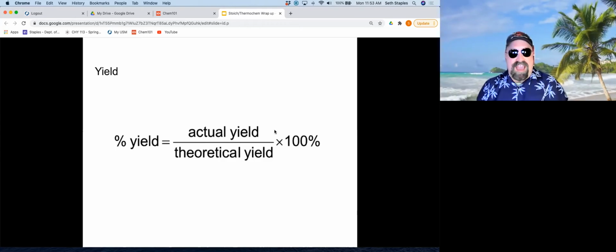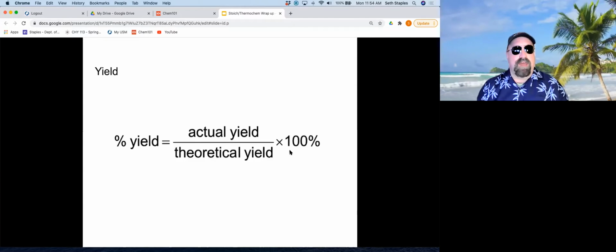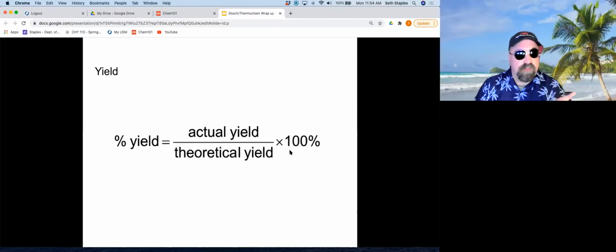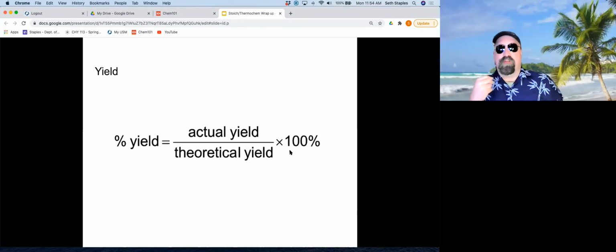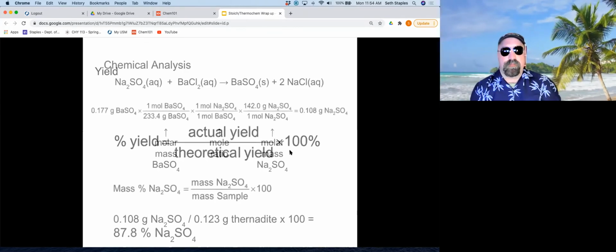How much did we actually get divided by how much we theoretically calculated we should get from our stoichiometry problem, and then just times 100 to convert that to a percent. And that gives us the percent yield of our reaction.